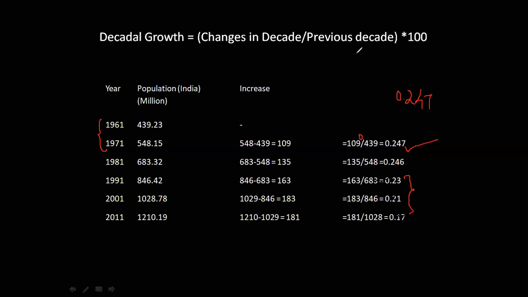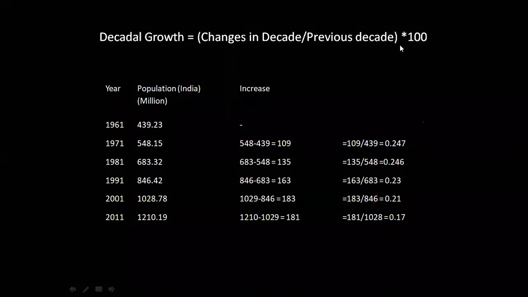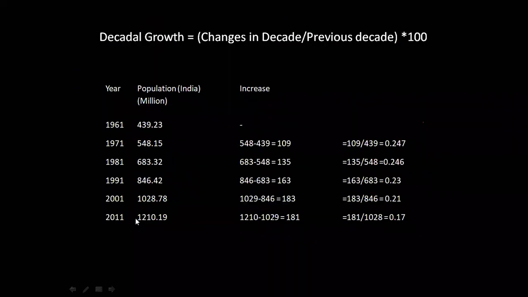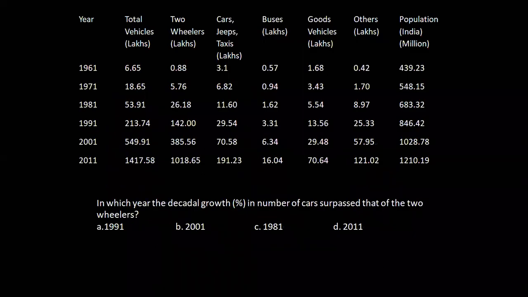So the answer for the first one will be option number... We can take it here. The right option will be 1961 to 71. This is how you can solve it. Let's move on to the next one.